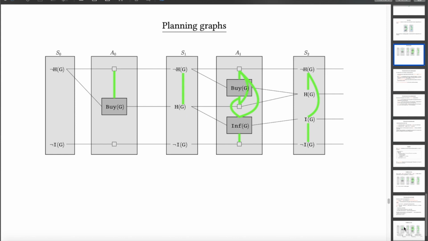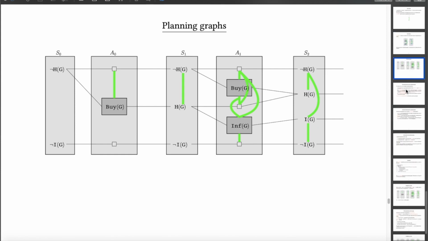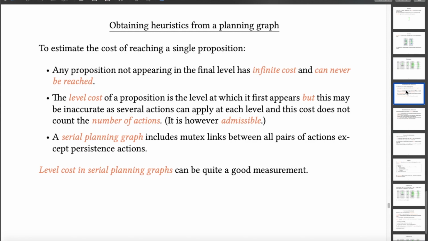Now the construction of the graph in this way continues until you get two levels that are the same. At that point you can stop. And after you get to there, well, what can you say? Well, the first thing is that any proposition that doesn't appear in the final state level is something that you can never reach. But more usefully, by looking at where things appear for the first time, you can get an estimate of how costly it is to make that proposition true. So the level cost of a proposition is just the level that it first appears at.